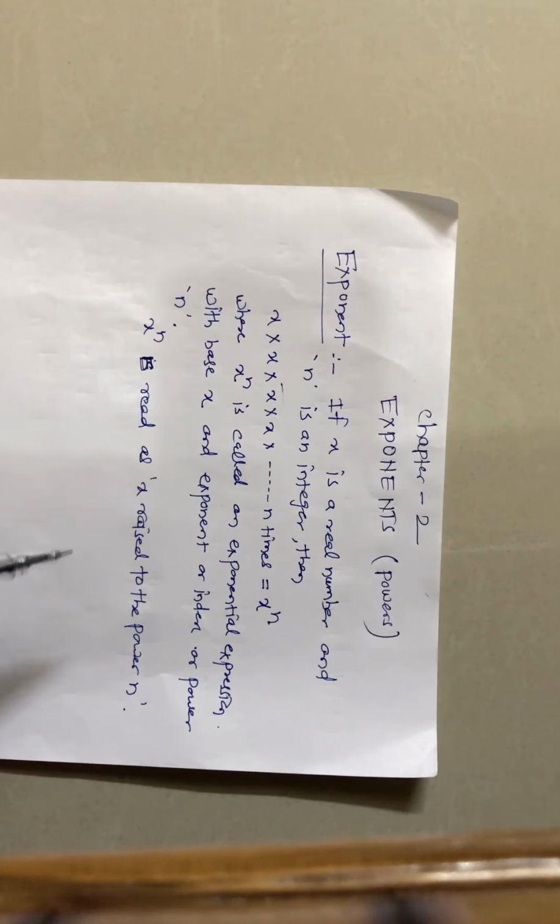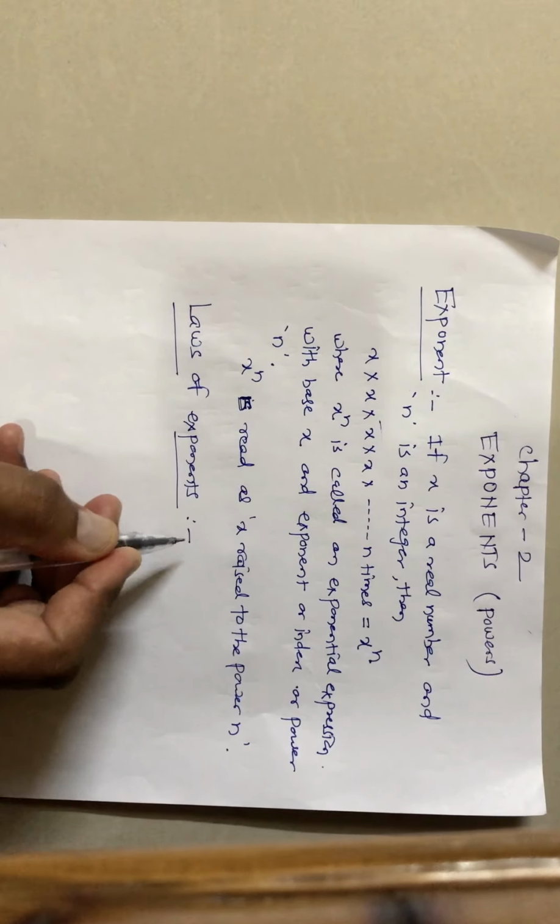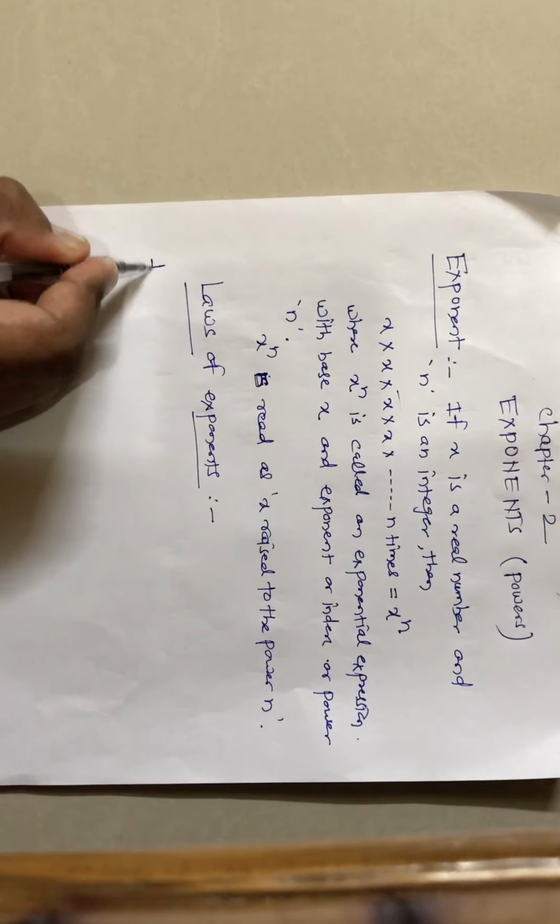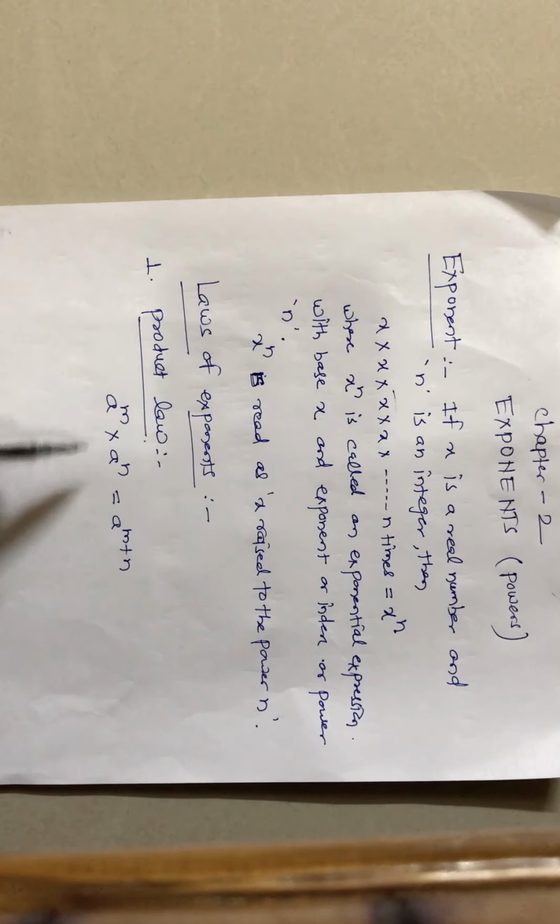Now we'll see the next topic, laws of exponents. First law, product law. a raised to the power m multiplied by a raised to the power n is equal to a raised to the power m plus n. This law is called the product law.